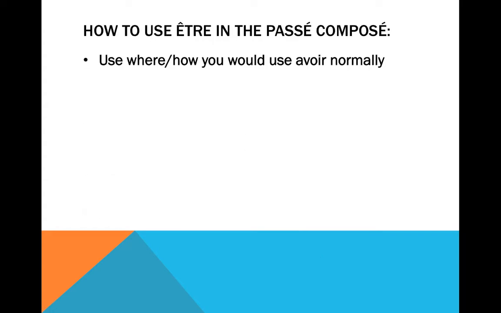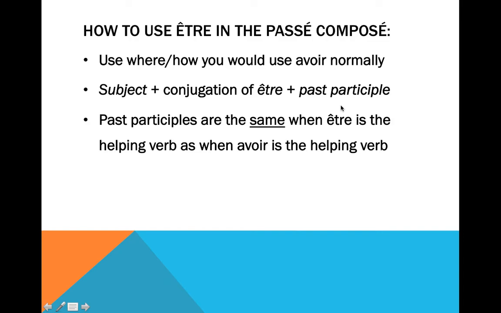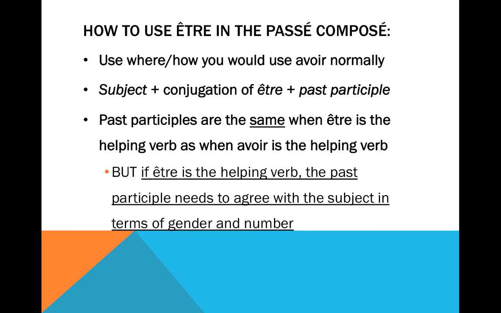And what we mean by that is that you use it the place you would normally use avoir in the Passé Composé. So in this case, you would have the subject, and then you would have the conjugation of être, and then you would have the past participle. The past participles are the same when être is the helping verb as when avoir is the helping verb, so still use all the past participles that you have memorized.